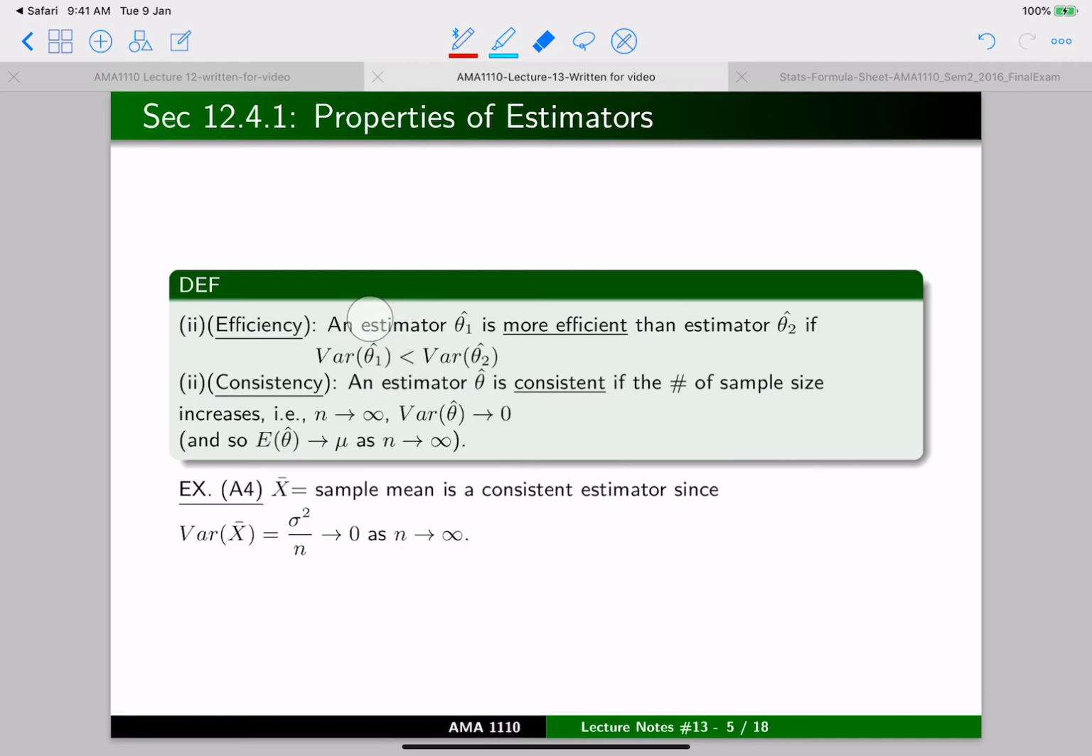And we say that the point estimator is consistent if, as n goes to infinity, the variance of the sampling distribution goes to 0. In fact, the sample mean is a consistent estimator for the population mean because, remember, the variance goes to 0 as n approaches infinity.